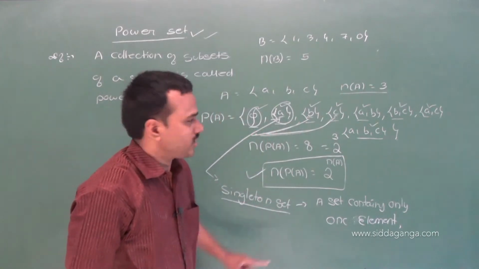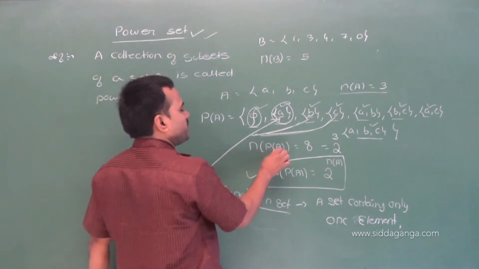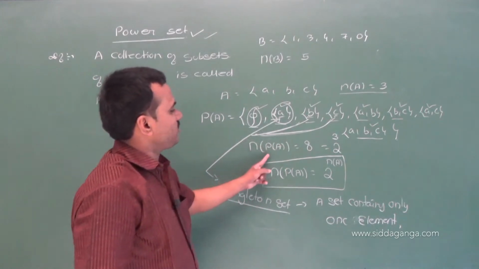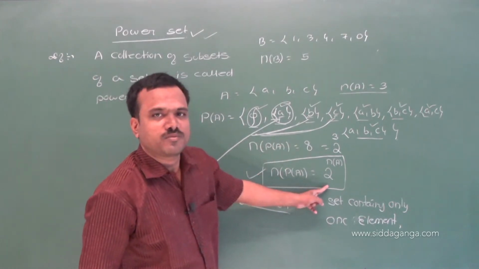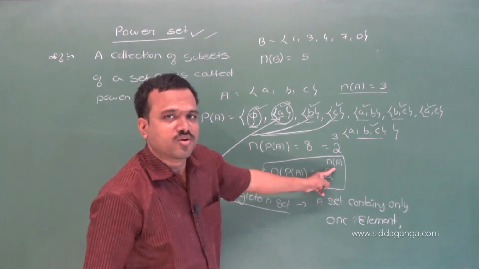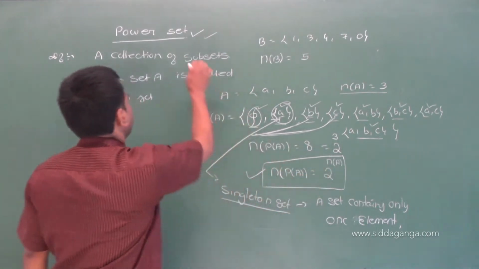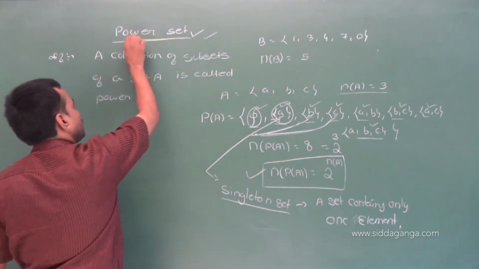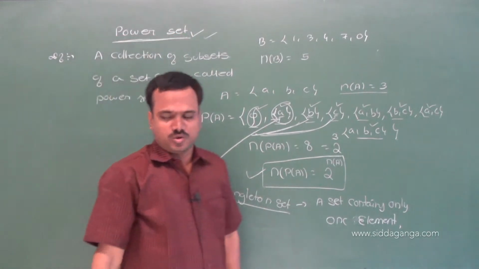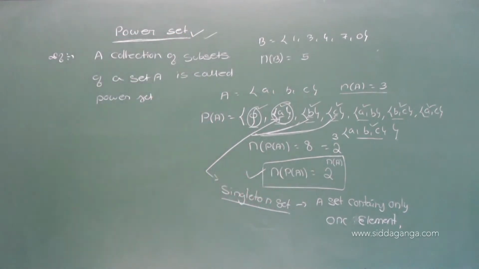Okay now? So n of P of A is nothing but 2 to the power n of A. Clear? This is regarding the power set. Understand? Okay. Next concept.